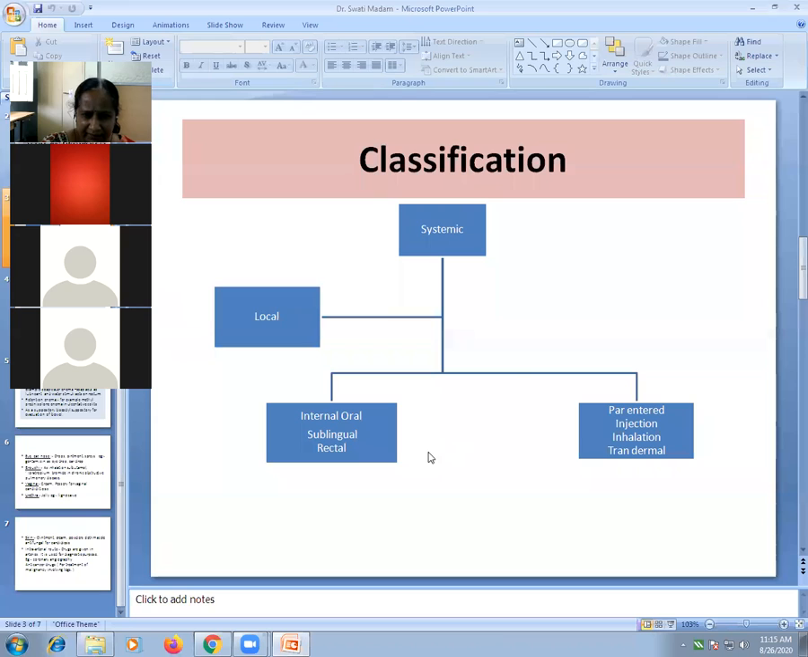This is the classification of routes of administration. What is local and systemic? In systemic, enteral and parenteral. In enteral, oral, sublingual and rectal. In parenteral, injections, inhalation and transdermal route.